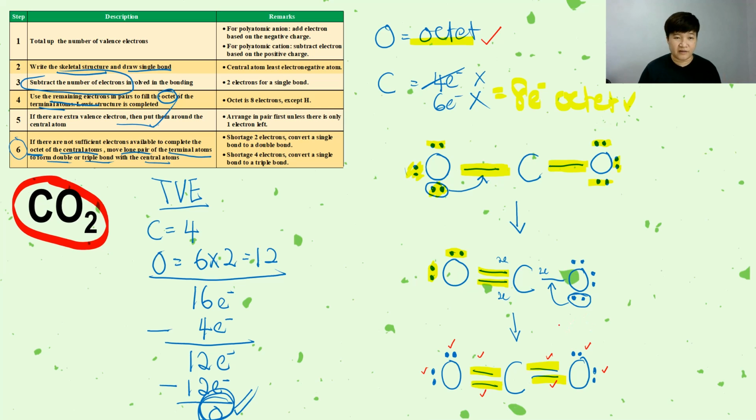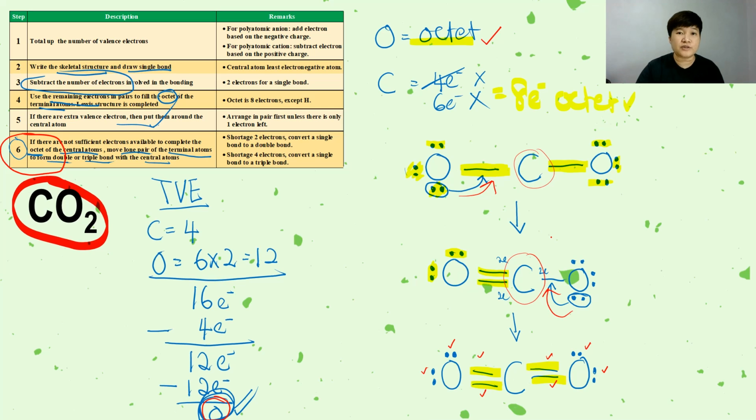Simple. Alright, that is how your step 6 come in. Your step 6 means you already have no electron left, but your central atom is not octet. So how can we octet the central atom? Is by taking the lone pair from the terminal atom to go in, alright, and forming a double or even a triple bond later on.